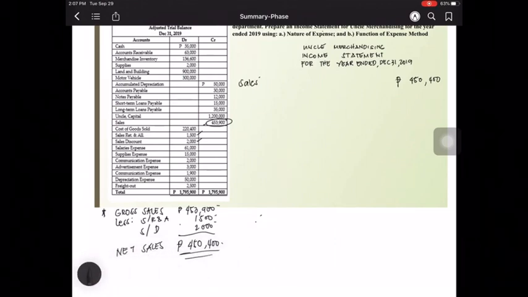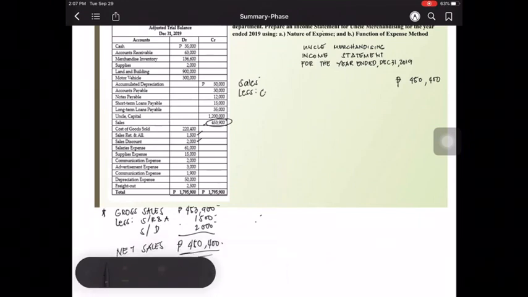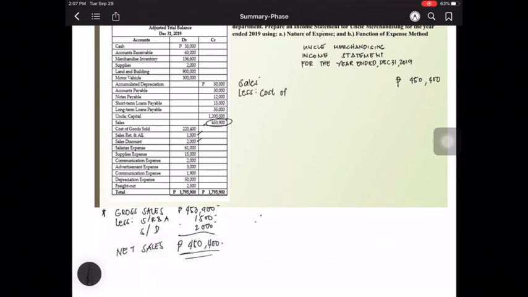Okay, let's continue further. In a merchandising business, we said we have to deduct from the sales the amount of the cost of goods sold that we have computed. Since this is a report, complete everything. So how much is the cost of goods sold we have computed? That's 220,400. Okay, so you compare their values, we should be able to compute for the gross profit.